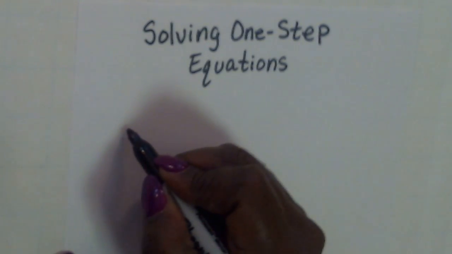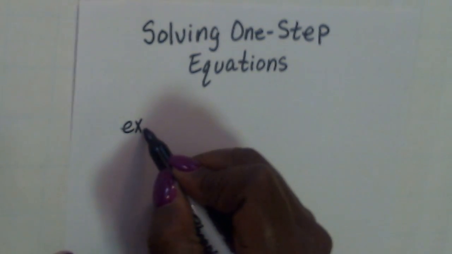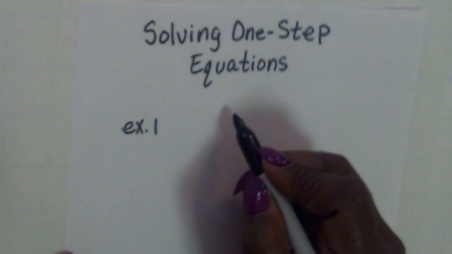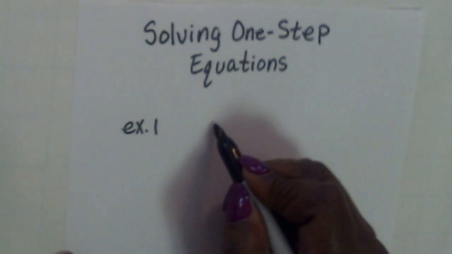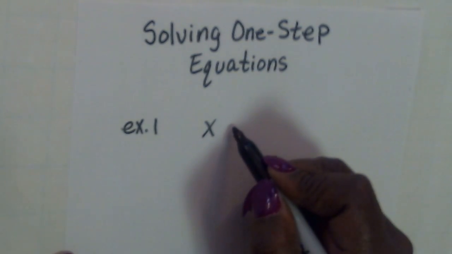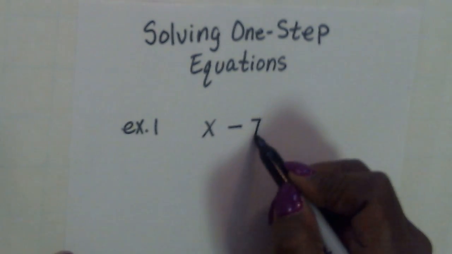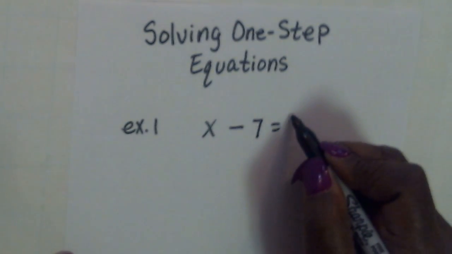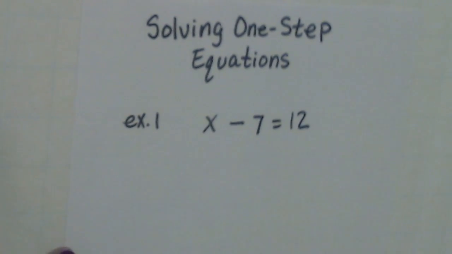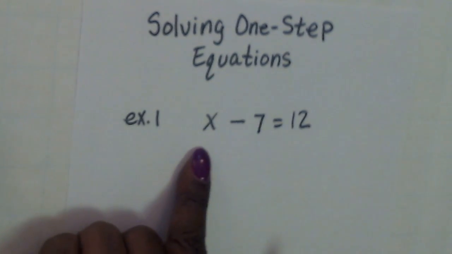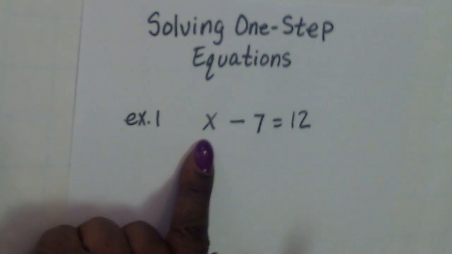Okay, as I said in your Cornell notes, there's 4 ways to solve one-step equations. So if I had an equation like this, let's see, x minus 7 equals 12. Now, I need to get the variable all by itself. That's how you find the value of the variable.